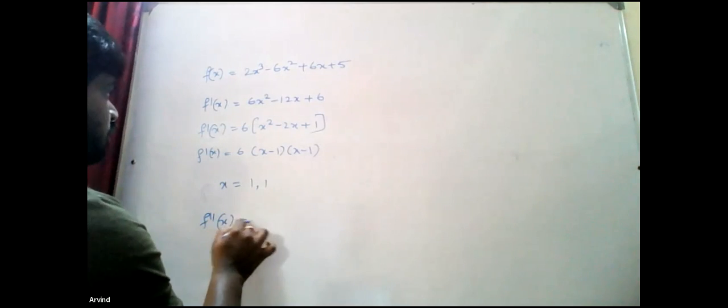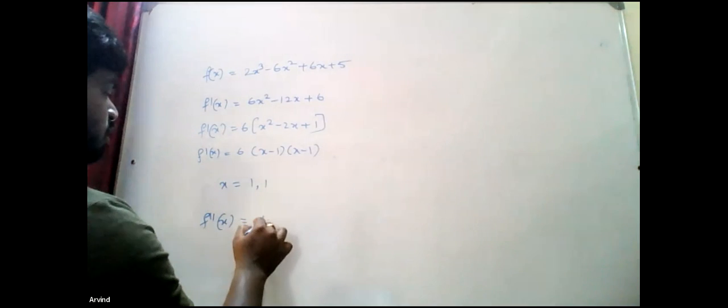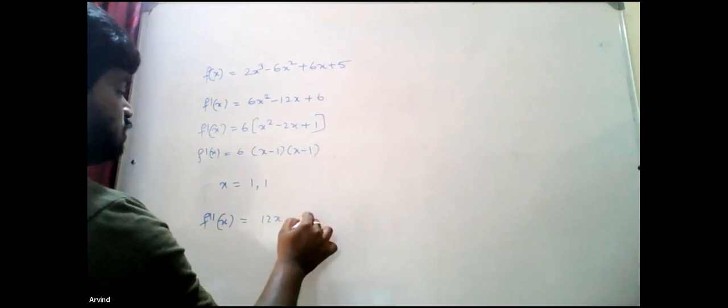Now let's find f double dash of x. F double dash of x is 12x minus 12. Okay, 12x minus 12. So f double dash of 1, you are getting it as 0. Then the test fails. F double dash of c is equal to 0, and then the test fails.